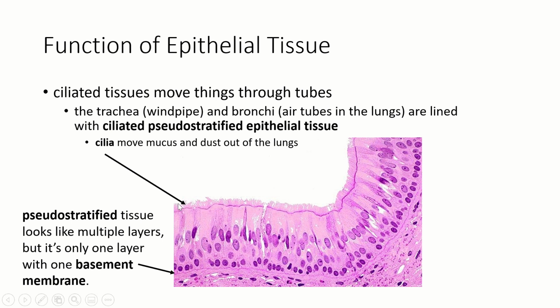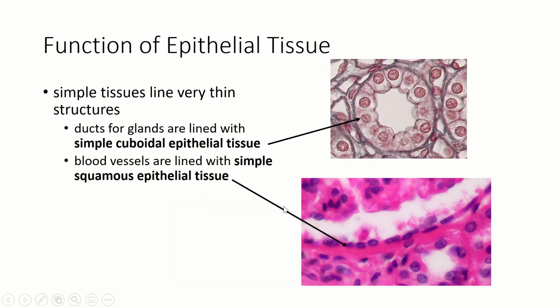Anyway, so any ciliated tissue is simple. If it doesn't look simple, then it's pseudostratified. Pseudo meaning false. So it's fake stratified tissue. Okay, so this is ciliated, pseudostratified epithelial tissue. With cilia, moving the dust and other debris out of your lungs.